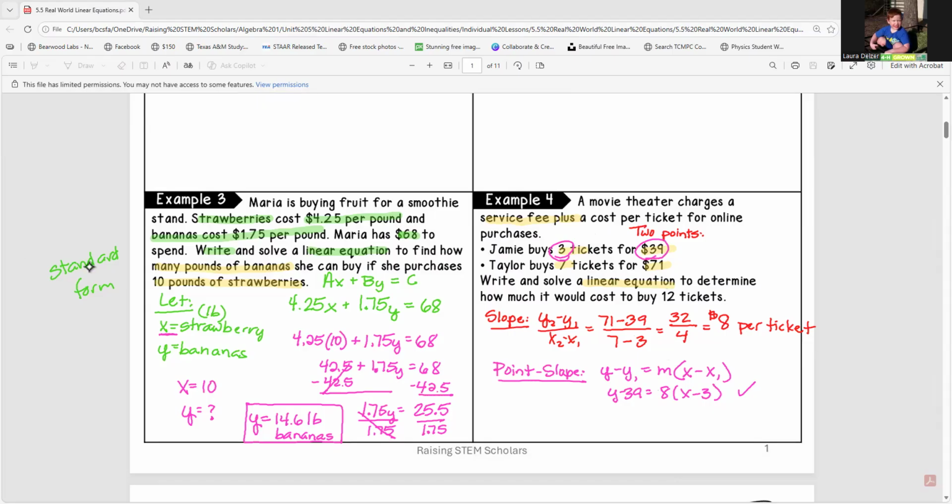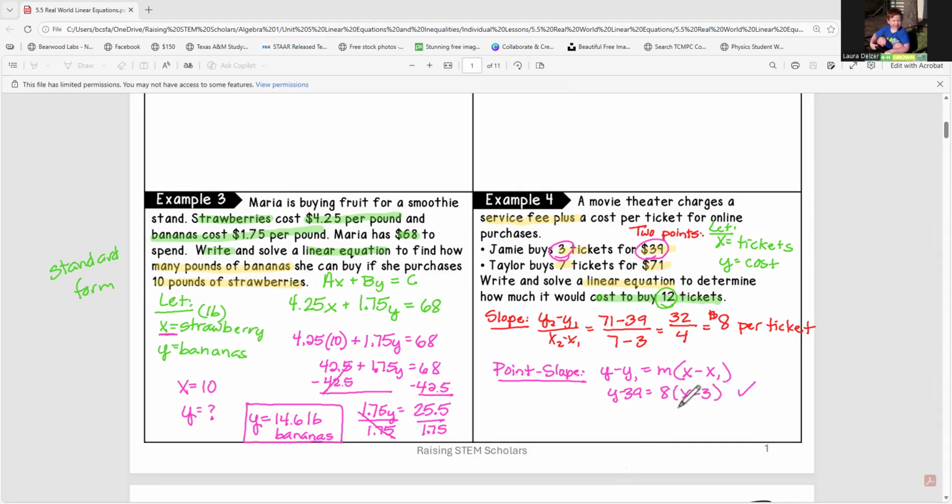Now what they want us to do is they want us to find out how much it would cost to buy 12 tickets. Okay, so now we've got another layer to this. Our tickets is going to be the X. The X is going to be my tickets. And my Y is going to be the dollar amount. That's going to be the cost. I should have defined this already. And this is one reason why we define our variables, because you'd be like, where do we put the 12 in if we didn't define what was X and what was Y?